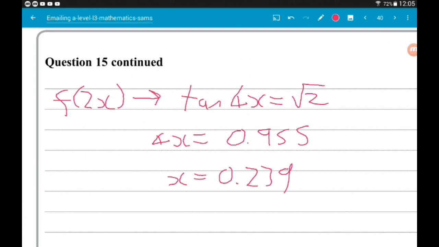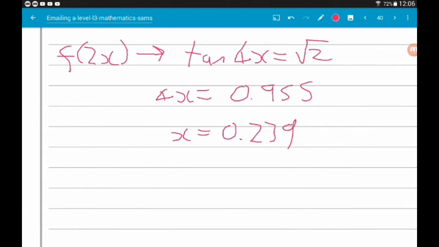Now remember, tan has a period of pi when we're talking about radians. So tan of 4x has a period of pi over 4. So the solution that we want is, so the minimum x coordinate is 0.239 add pi over 4, which gives us, if we go to 2 decimal places, 1.02.